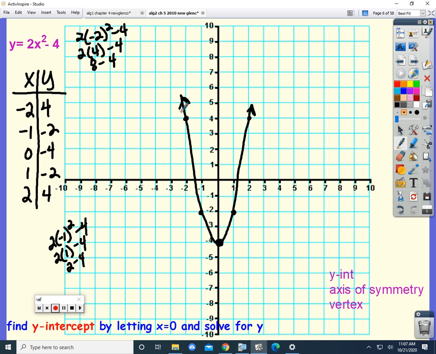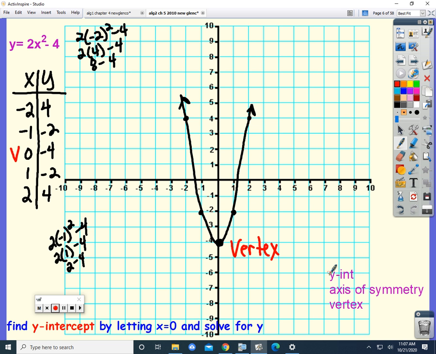What I'm going to have you do is answer the y-intercept, the axis of symmetry, and the vertex. So let me point out what each of these are. The vertex is the point at which the parabola starts growing. So that vertex is actually right here on my table. Sometimes I'll label it with a V just to remind myself that that's the vertex. So I got that one taken care of.